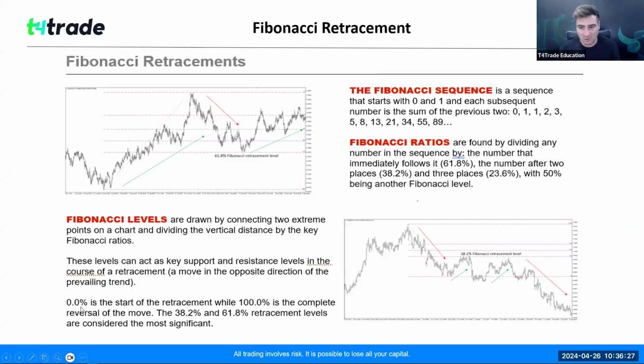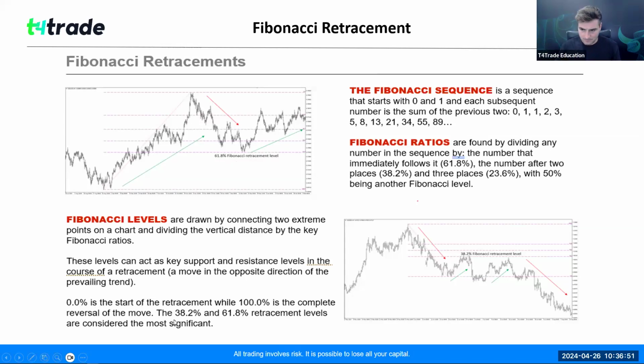So 0% is the start of the retracement. From the bottom to the top, which is the 100%, excuse me, the other way around. So 100 is the bottom, 0% is the top. So the complete reversal of the move is the 100%. If that comes down here, I don't know if you can see my mouse pointer, hopefully.